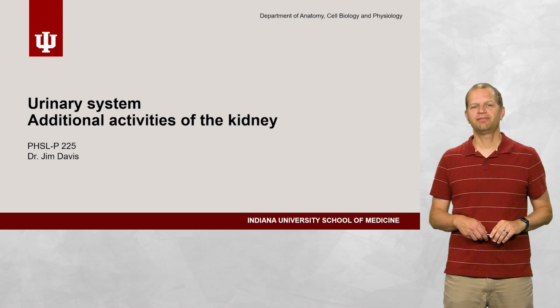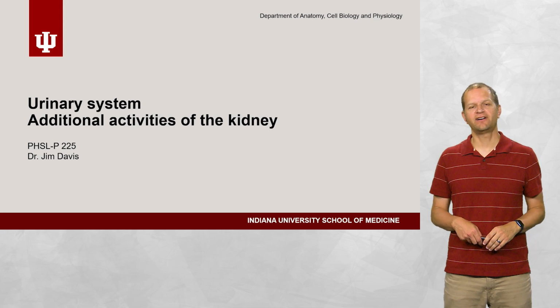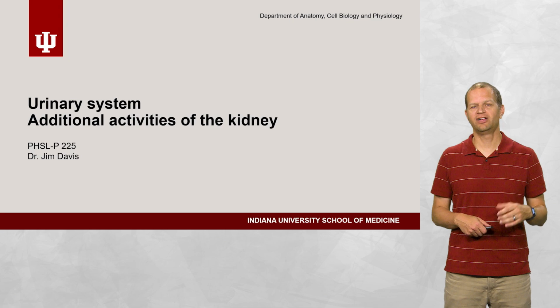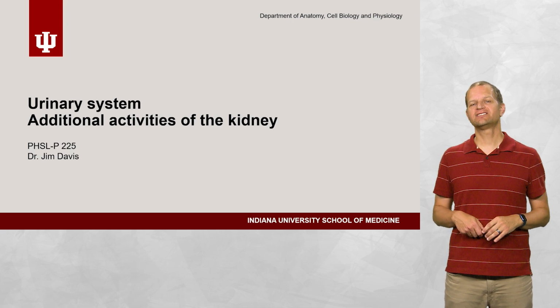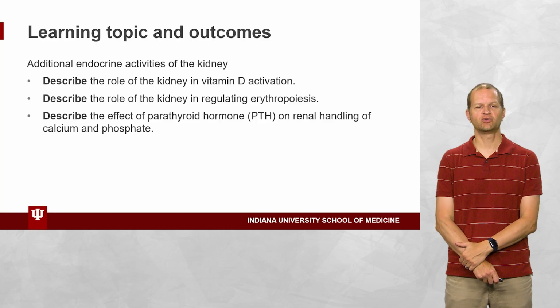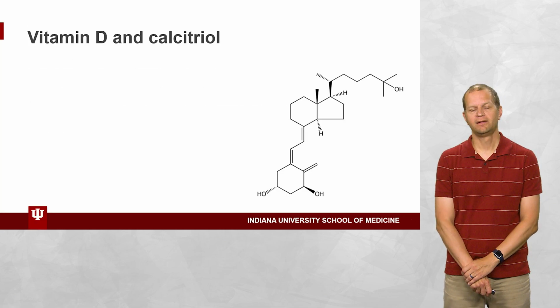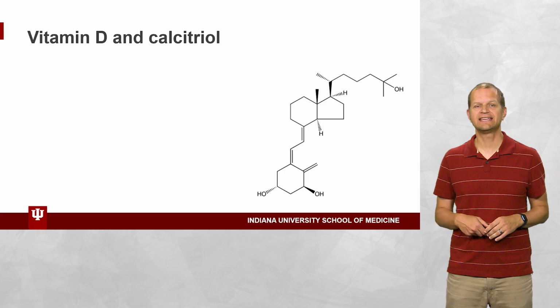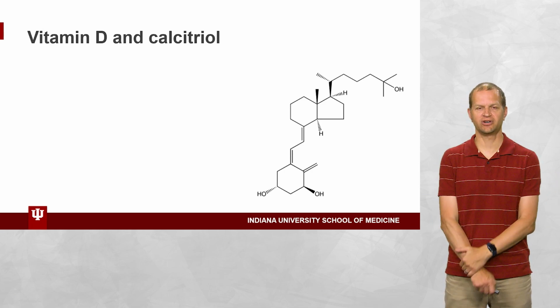So we've talked about how the urinary system uses GFR to help maintain ion concentration, water volume, blood volume, things like that. The kidneys do a couple of other things, and we're going to talk about that in this video. So we've got these three. The first additional activity that we're going to talk about is how the kidney affects vitamin D and calcitriol.